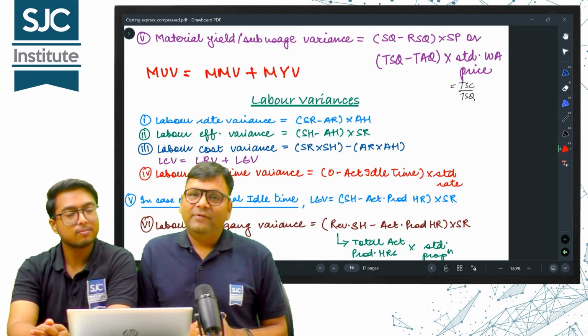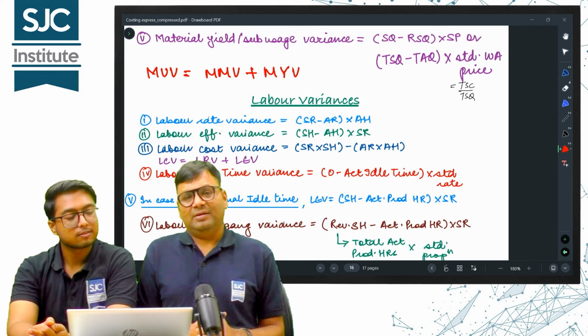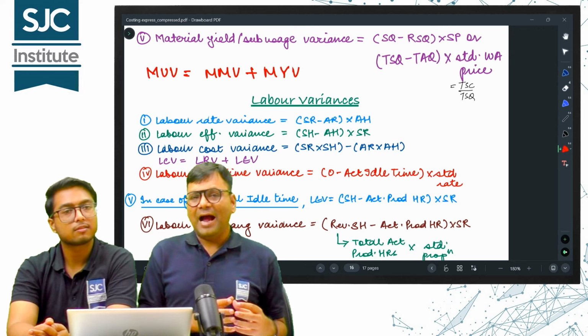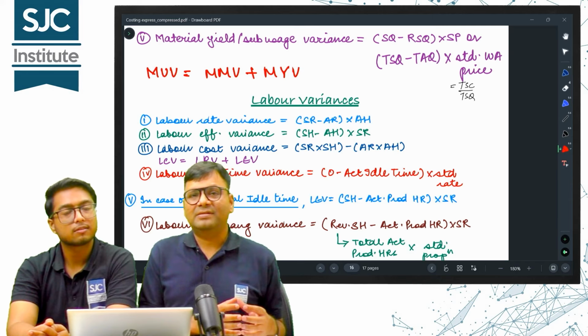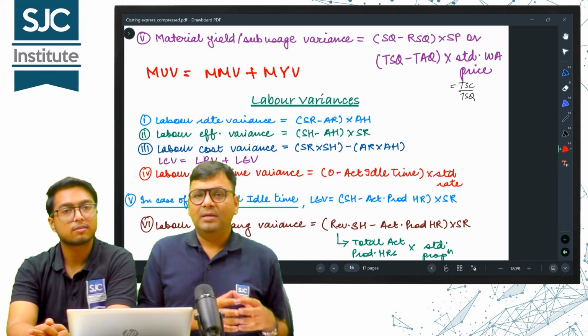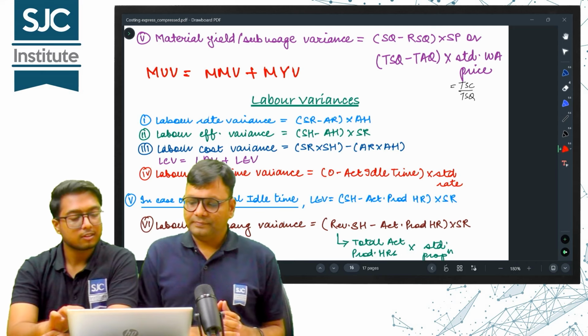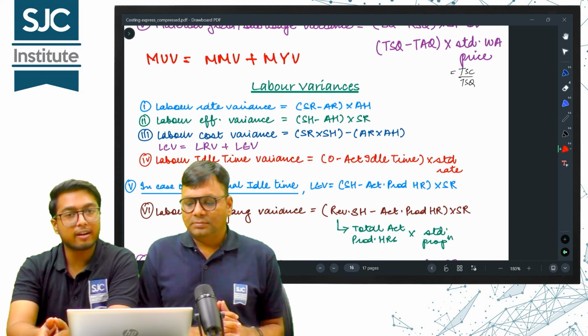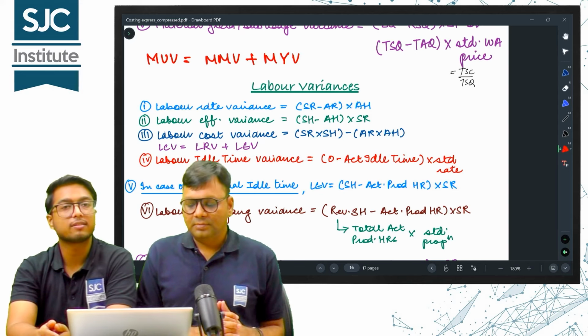Sometimes labor idle time variance is also applicable. It's only used when additional idle time is given in actual hours. Those idle hours are abnormal idle hours. How do you calculate this variance? 0 minus actual idle time into standard rate, and idle time variance is always adverse.